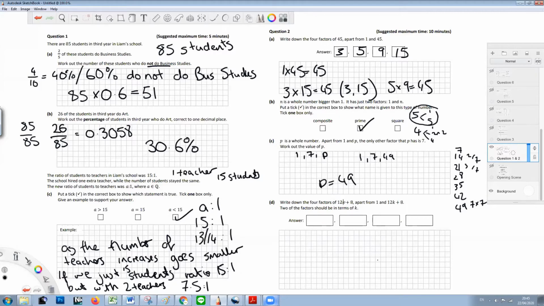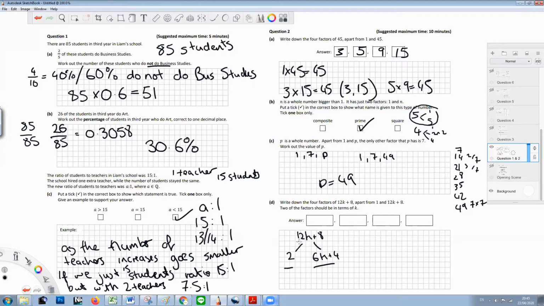Write down the other 4 factors of 12k plus 8 apart from 1 and 12k plus 8. So it's saying, what are the other factors apart from the first one? If I take 12k plus 8, I'm trying to find factors of it. If I divide it by, say, 2, I would have one factor of 2, and I would have another factor of 6k plus 4. So that's going to be 2 of my other 4 factors.